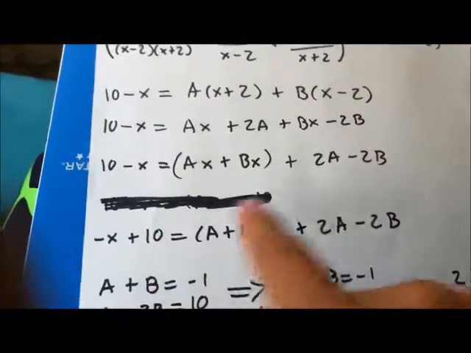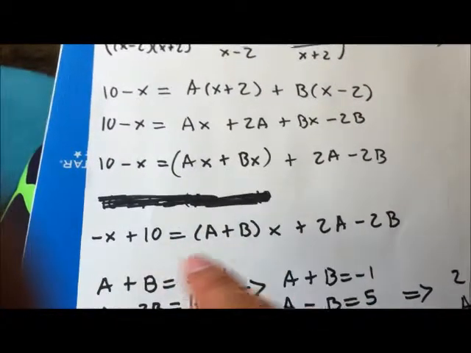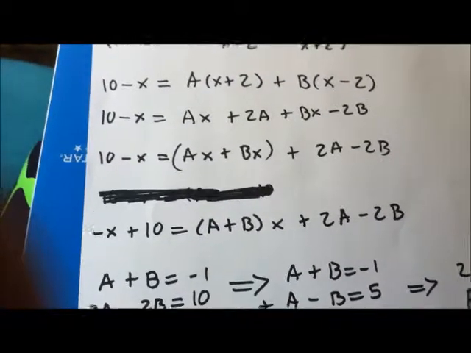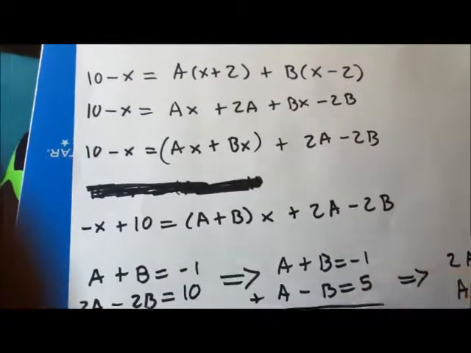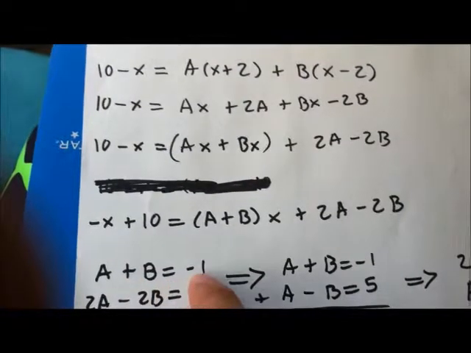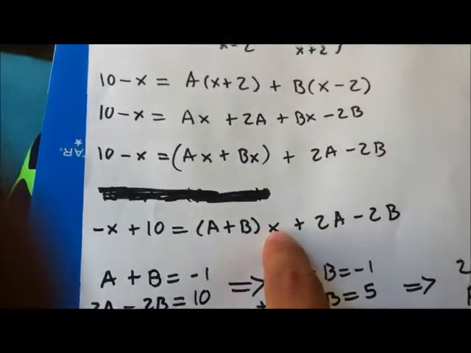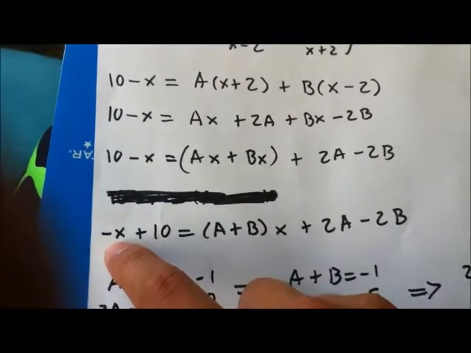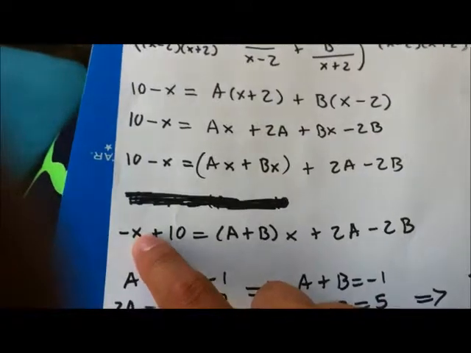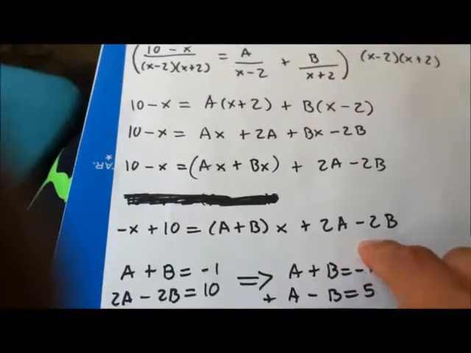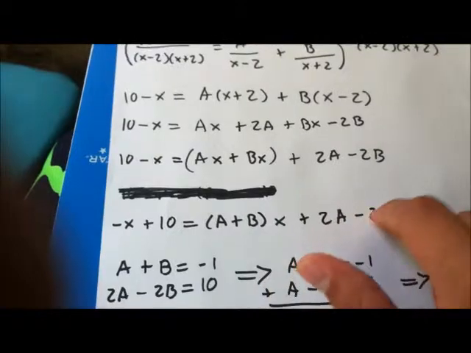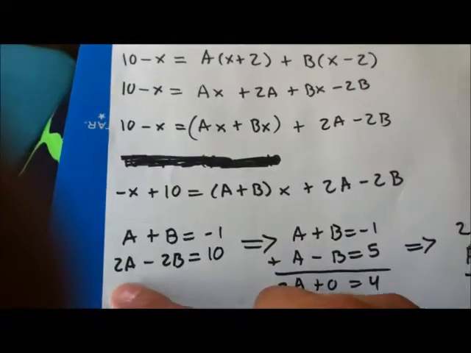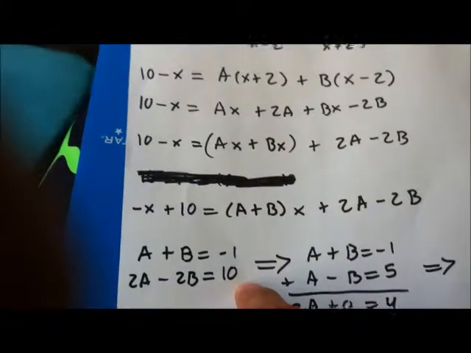Since these are two polynomials, for them to be equal to each other, the respective coefficients have to be equal. Therefore, we get that A plus B equals negative 1, because the coefficient of x on this side of the equation is A plus B, and the coefficient of x on the other side is negative 1. We do the same with 2A minus 2B, which is the constant on this side of the equation, and 10 is the constant on the other side. So 2A minus 2B equals 10.